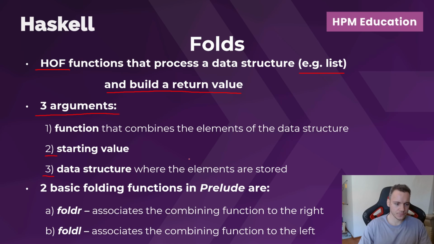So there are 2 basic folding functions in the prelude, and their basic versions are foldr and foldl. Foldr stands for fold right, and it means that the combining function is applied in a way that it associates to the right, while in foldl the association is done to the left, and we'll see what that means in examples next.